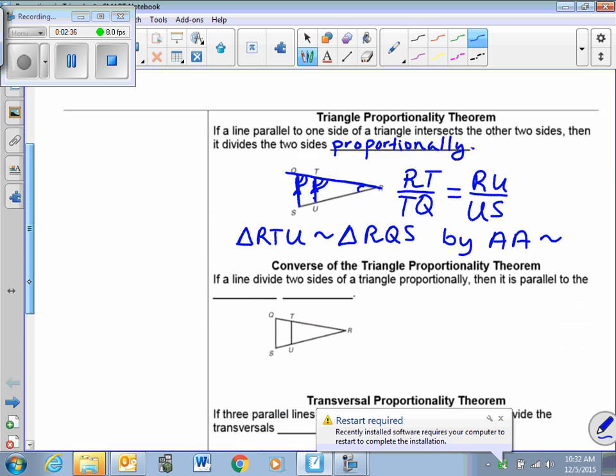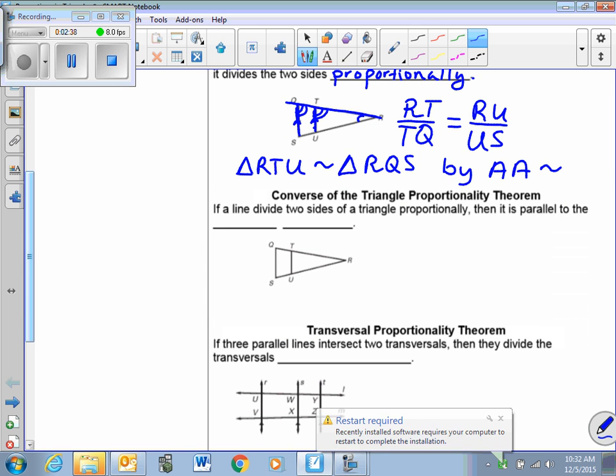All right, theorem number 2. The converse of this theorem, and of course you remember, we use the converse of some of our congruence theorems. If we wanted to show that lines are parallel, we would use the converse of the theorem to do that. So that's what we have going on here. The converse of the theorem says if the line divides two sides of a triangle proportionally, then it is parallel to the third side.